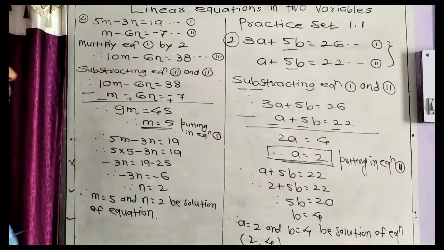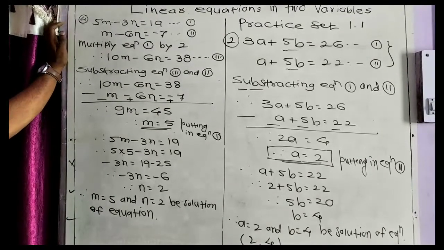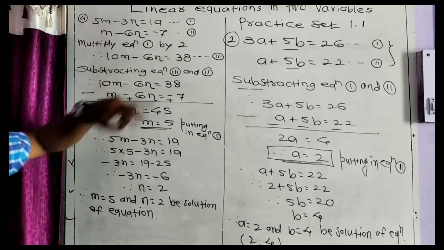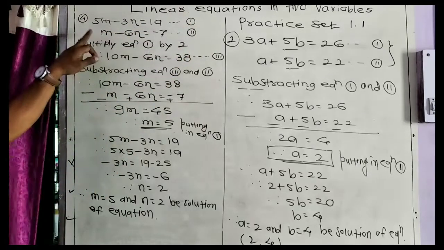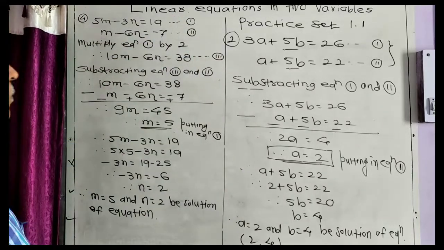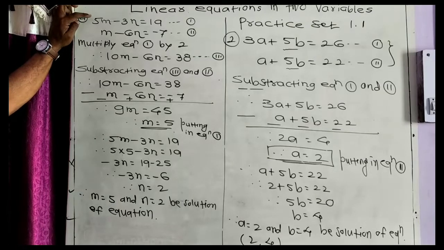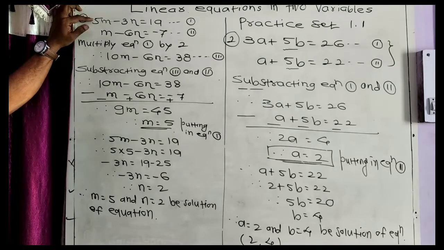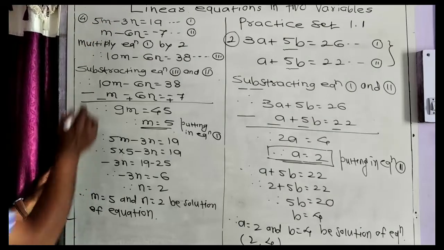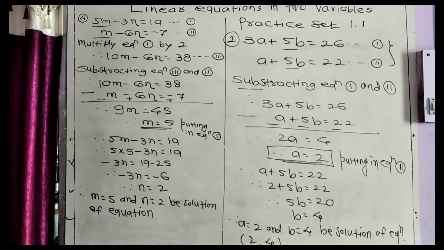Now again in the same practice set, there is another example, and we have taken example number 4. So here we have 5m minus 3n is equal to 19, call it equation number 1, and m minus 6n is equal to minus 7, and it is equation number 2. If we observe these equations, the coefficients of m are 5 and 1, and the coefficients of n are minus 3 and minus 6. So we equate the coefficient of the m variable.